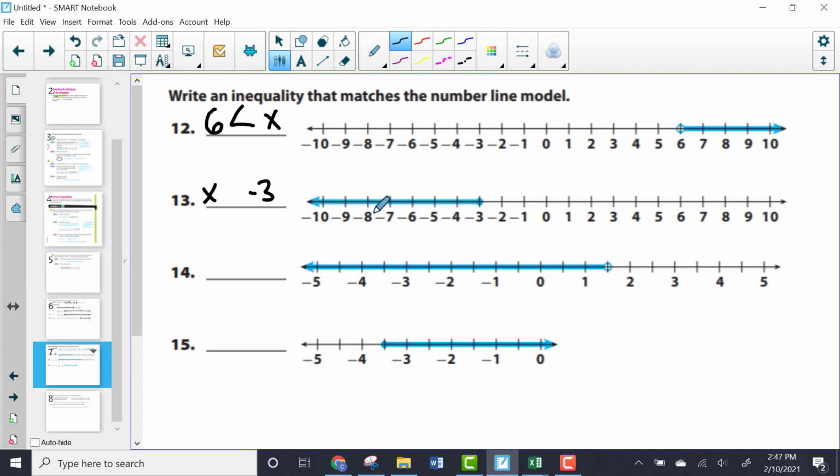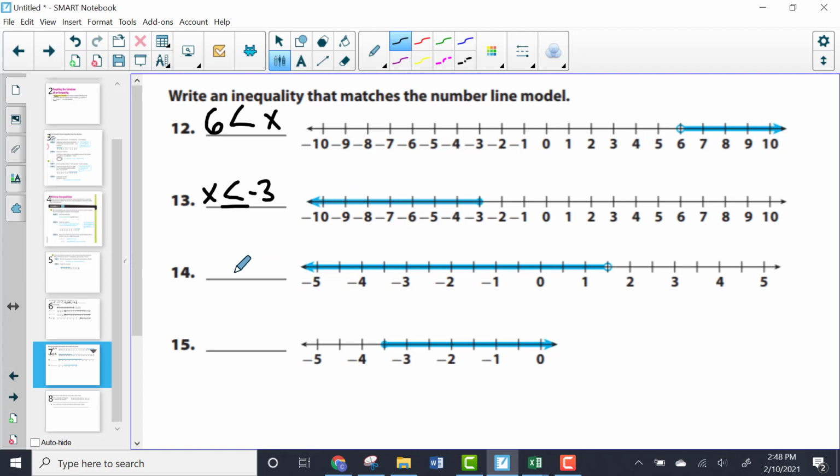Now we know that x is less than -3, and we also know that x is possibly equal to -3 as well. Why do we know it's possibly equal to it? Because this is shaded in. In other words, it's showing that -3 could be a solution to this inequality. So x is less than -3. Why do we know it's less than? Because everything shaded in to the left of -3 is less than -3.